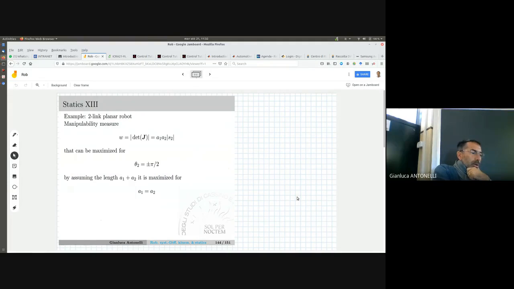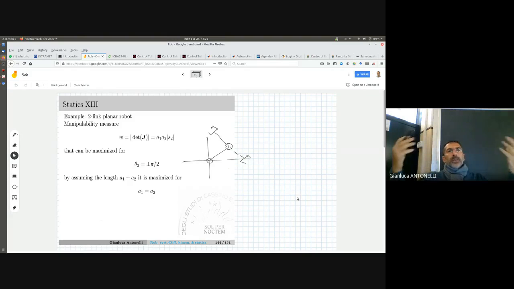For a two-link planar robot, the manipulability measure is this one. And then I can maximize this with respect to the angle, and I see that the configuration which represents the most appropriate configuration to transform the joint velocities to an end effector linear velocity, only for the planar two-link, is this one, or this one, okay?